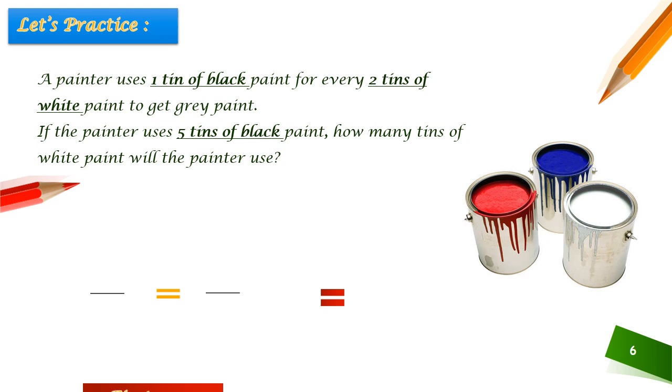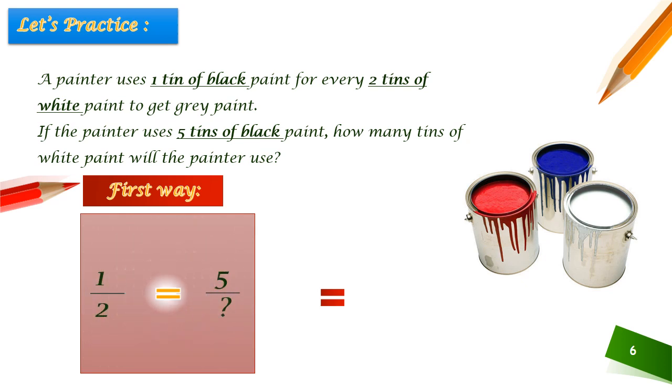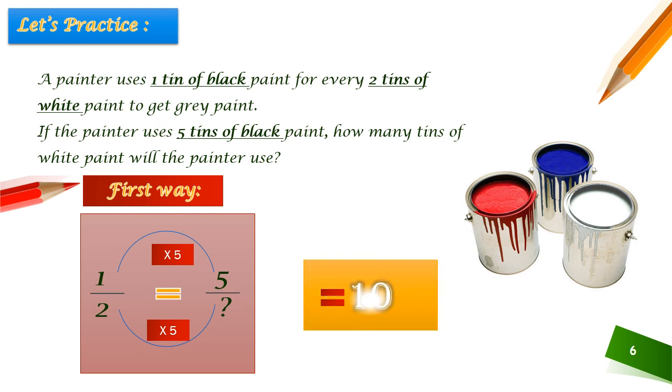Okay, let us now look at the first way how we are going to answer this proportion. Here we are going to answer it as an equivalent fraction. 1 times 5 is 5. We are going to use the same number with the denominator. 2 times 5 equals 10.